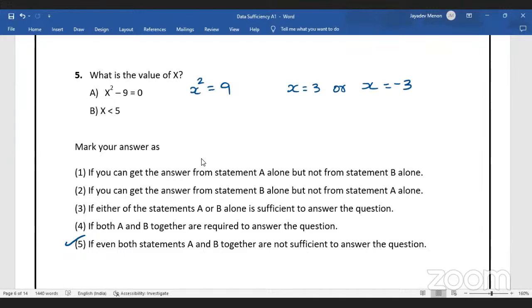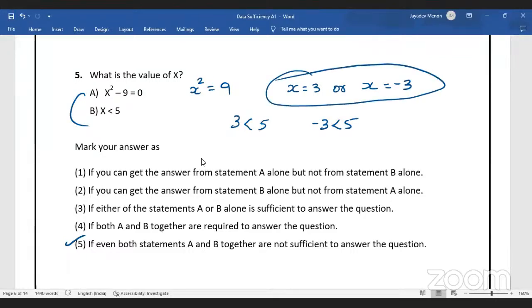Now statement B, x less than 5. X less than 5 means x can be 4, 3, 1.5, 2.25. So there also we are getting many answers. So by using statement B alone, it is not possible to answer the question. And if we are using both the statements together, from first statement, we are getting x equal to 3 and x equal to minus 3. And as per statement B, x should be less than 5. Here 3 is less than 5 and minus 3 also less than 5. So if we are using both the statements together also, we are getting two values for x. Therefore, the answer is option 5.